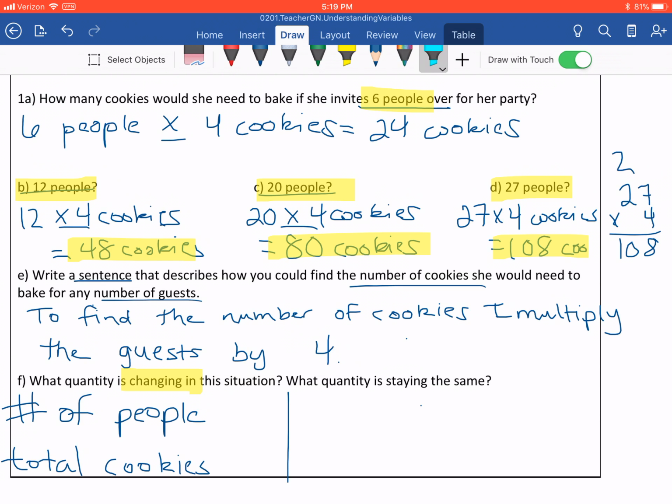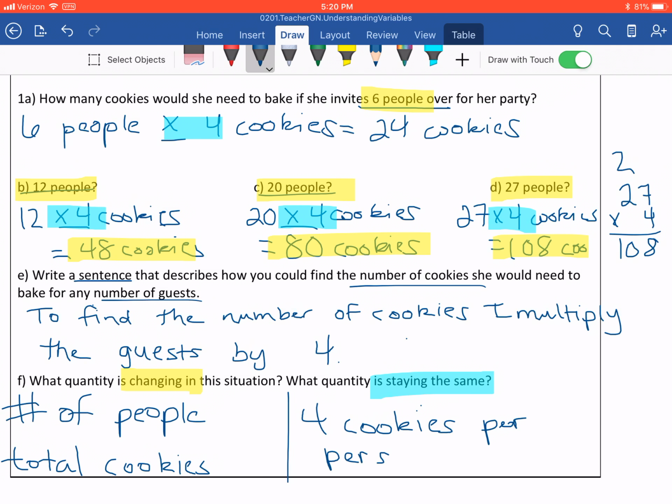All right, the second part, what quantity is staying the same? So which one is not changing? When I go back and look, each time I did the same thing. I was multiplying it by 4, and that 4 represented the cookies. So 4 cookies per person. Perfect.